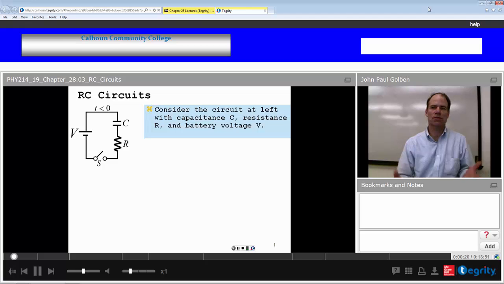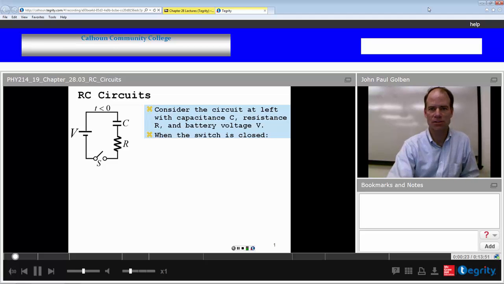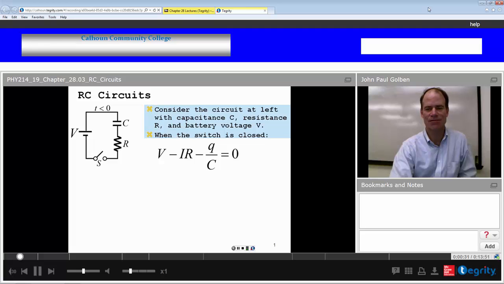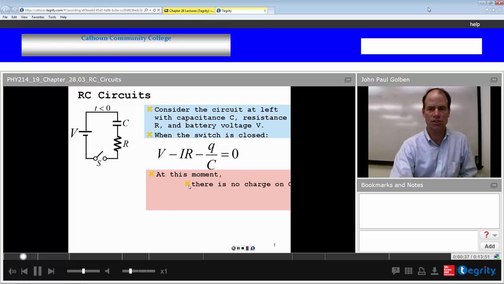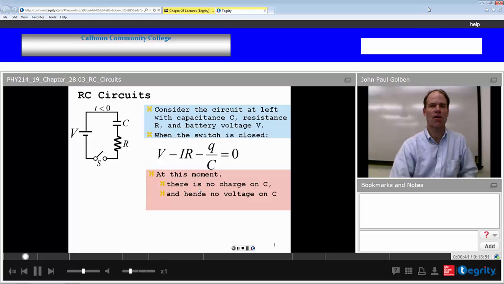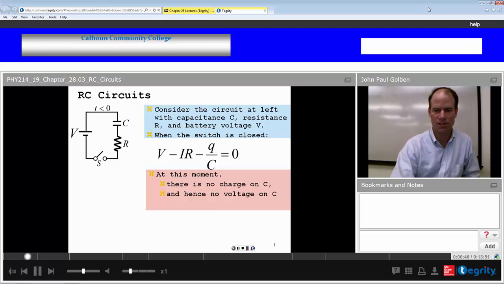Well, when we first close the switch, charge begins to move, so we have current moving, but the charge really hasn't started to build up on the capacitor yet, so the capacitor doesn't have any voltage. In general, we have this equation, but when we first close the switch, there's no charge on the capacitor, hence there's no voltage on the capacitor. All the voltage of the battery will reside on the resistor at that moment.